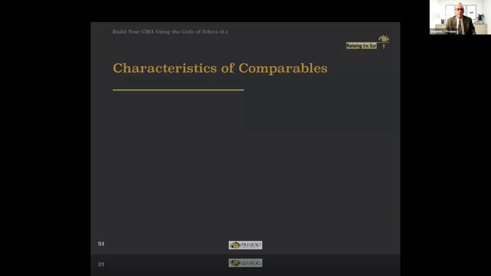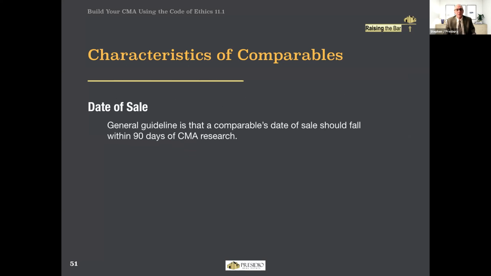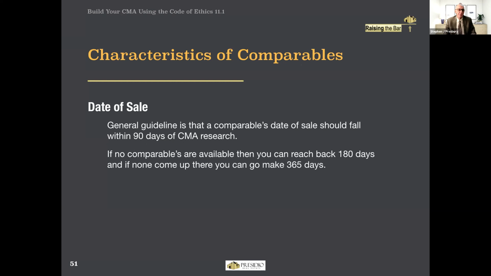Okay, so now we'll look at date of sale. This is important. General guidelines is that comparable dates of sales should fall within 90 days. That's 3 months of the CMA research. Obviously, if we can't find anything in that, then we'll go out further. But ideally, we're looking at that 90-day mark. And in today's market, that's probably pretty easy to find.